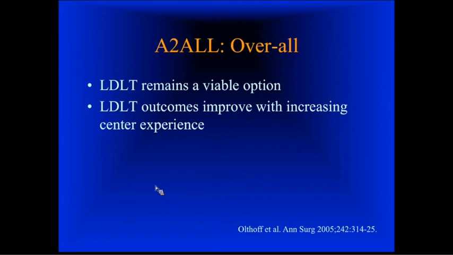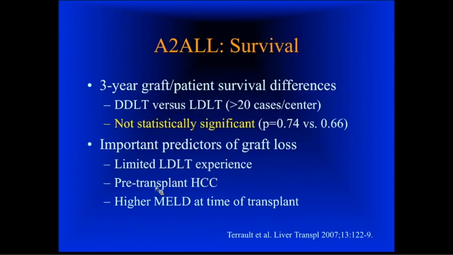So the overall result of this consortium is that live donor transplant remains a viable option, and that the outcomes improve as long as the center's experience in doing this type of surgery reaches at least a minimum level, and then is constantly increasing, or at least staying at a steady level. When recipients are chosen carefully, there is no significant survival difference between recipients receiving organs from deceased donors versus those receiving organs from live donors.